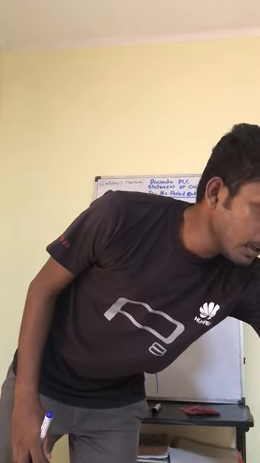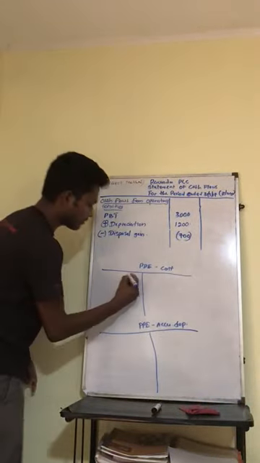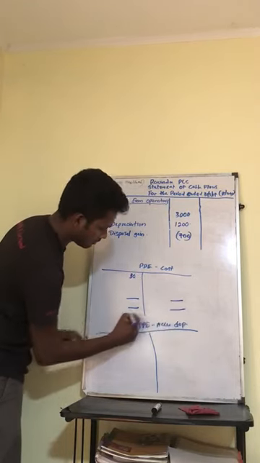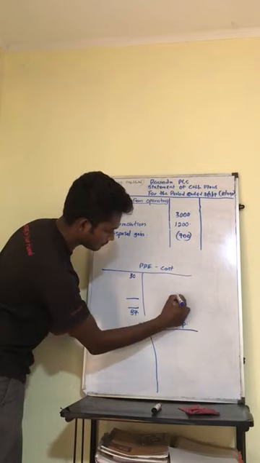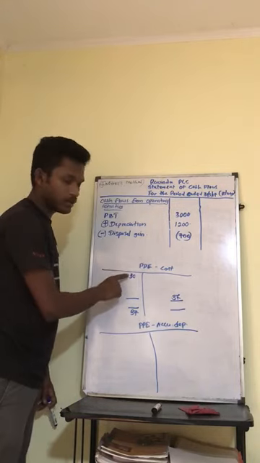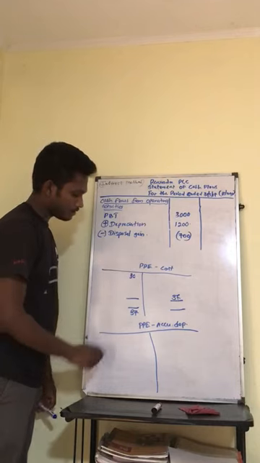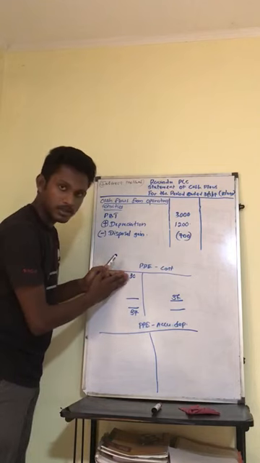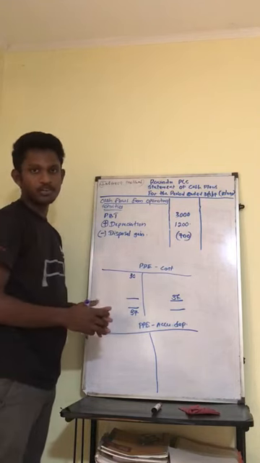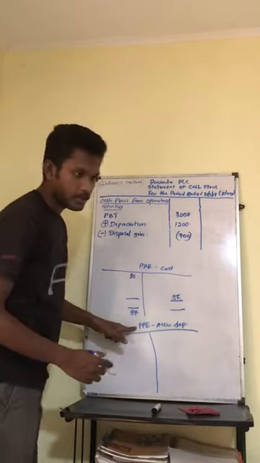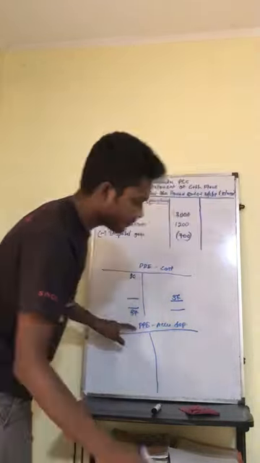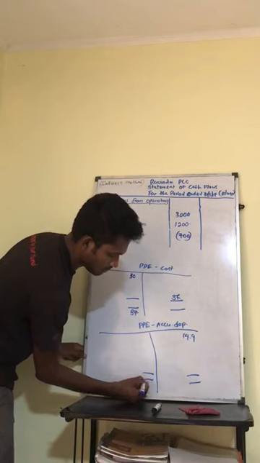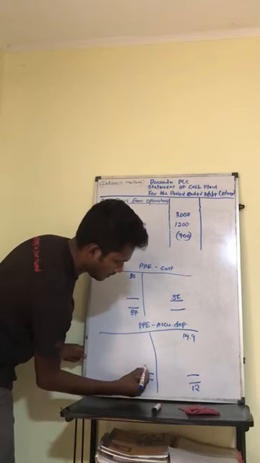Under PPE at cost, the opening balance is 30,000. I just put 30 here, and the closing balance is 37. PPE is an asset, so the balance should be a debit balance. So opening 30 and closing 37. Now we have to reconcile how this 30 has become 37 at the end of the financial year. For accumulated depreciation, the opening balance is 14.9, a credit balance, and the closing balance is 12.